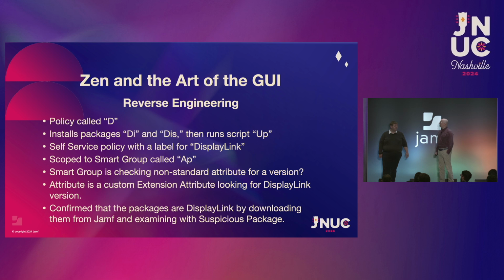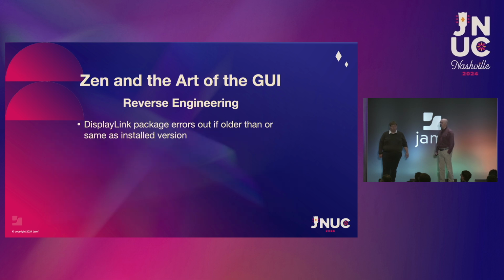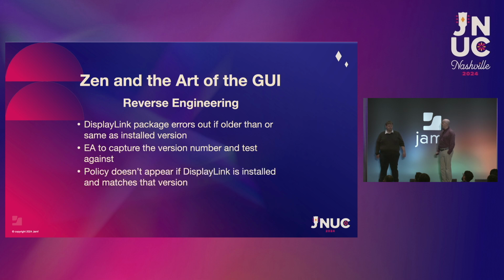Why the heck is it done like this? Well, that's easy, because if anybody's ever had any experience with DisplayLink, it does not like installing over the top of itself. So you can install new versions of DisplayLink over older versions, but if you put the same version or older over the top, it will error. So that accounts for some of the weirdness with the smart groups and the version checking. And that's why the EA is there, to capture the version and test against it. It also makes sure the policy disappears when the Jamf inventory says that DisplayLink is installed and matches that version.